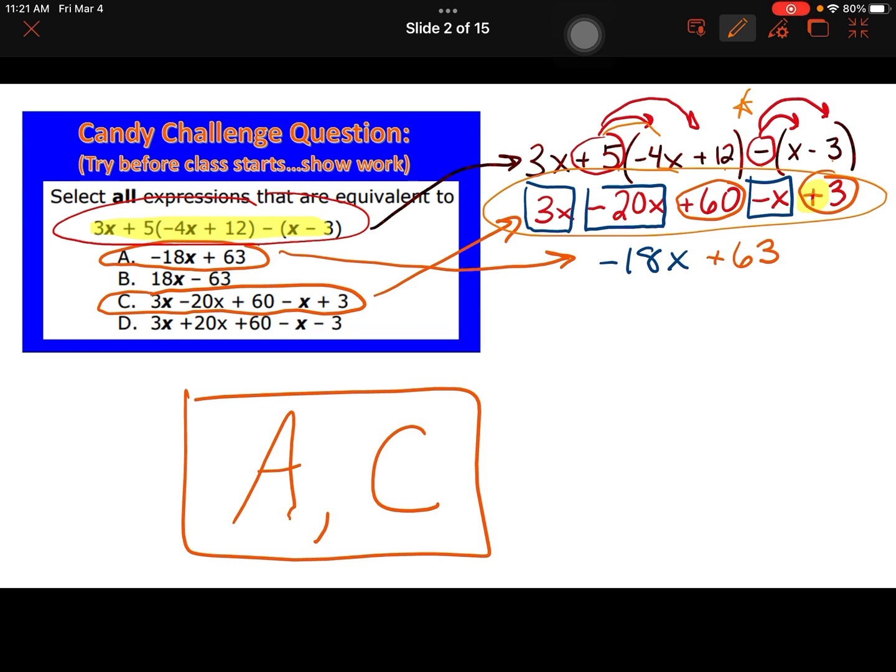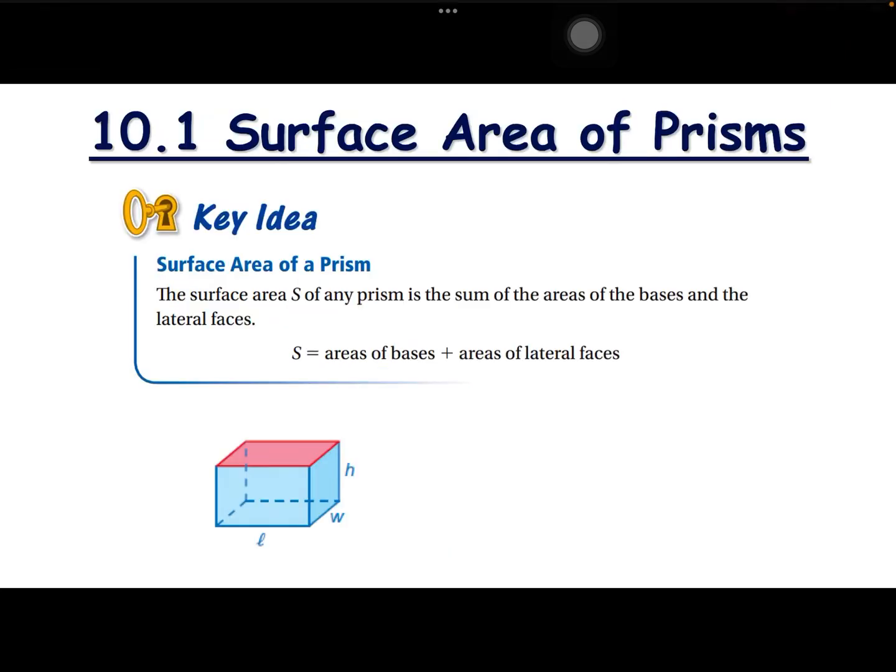And now we combine our like terms, and I have positive 3, I have negative 20, negative 1. And so negative 20 and negative 1 gives you negative 21, plus the 3 gives you negative 18x. And then we had positive 60, and positive 3 is 63. So A and C. As we approach iLearn, that's just one of those questions that they like to ask you. And so being able to work backwards and find multiple answers is important.